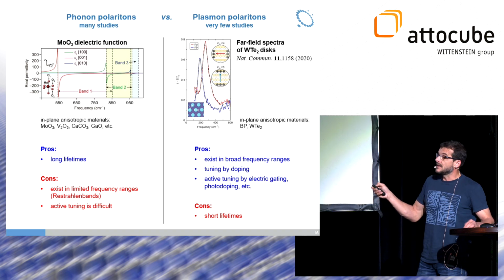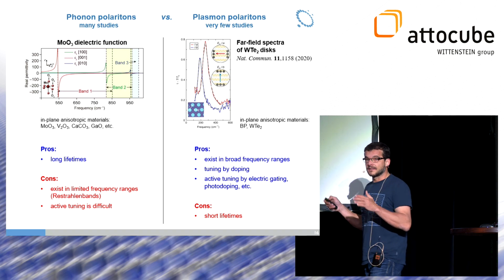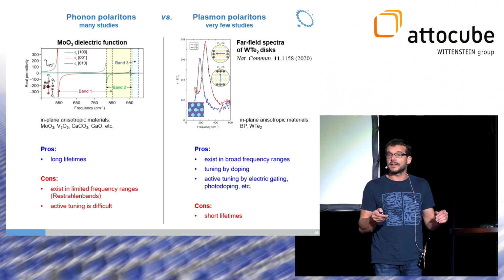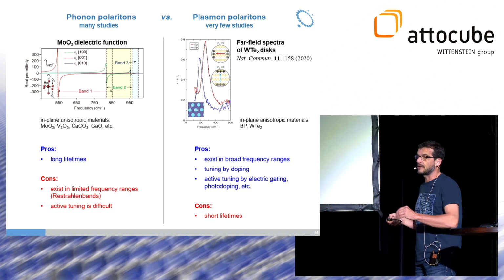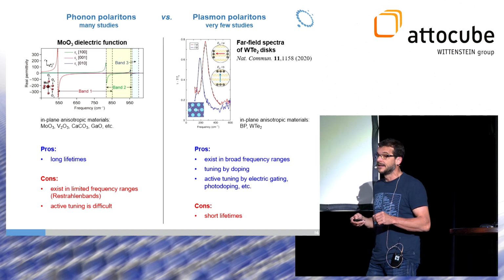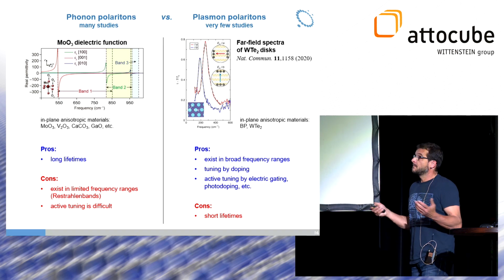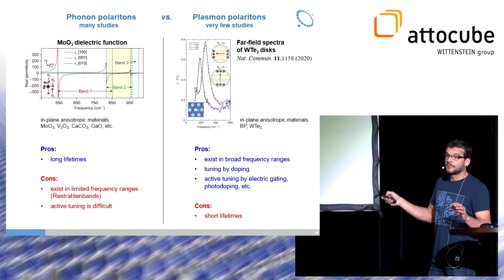And they exist only in very narrow ranges, the so-called reststrahlen bands, which are typically in between, well, mid-infrared and far infrared. So at low terahertz frequencies, they're much harder to find. They also don't exist at visible frequencies. But we find them in a variety of materials.